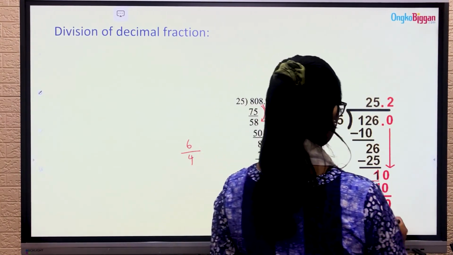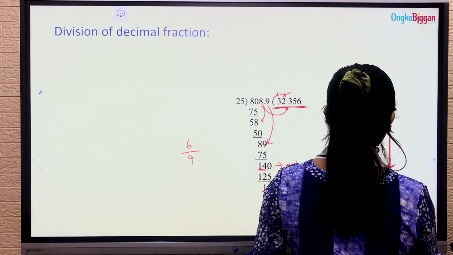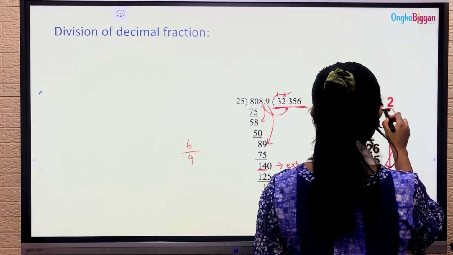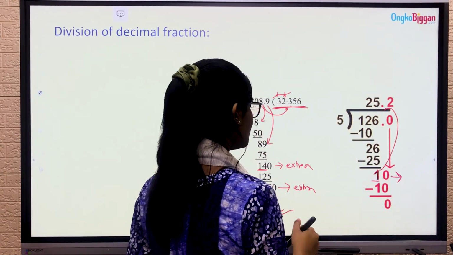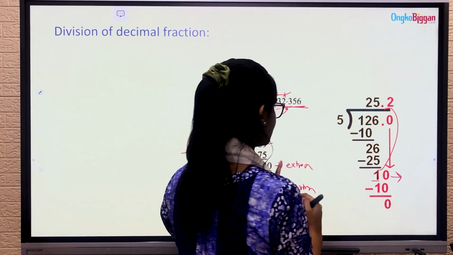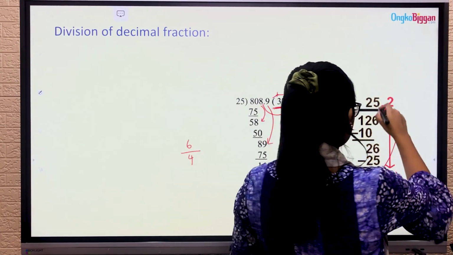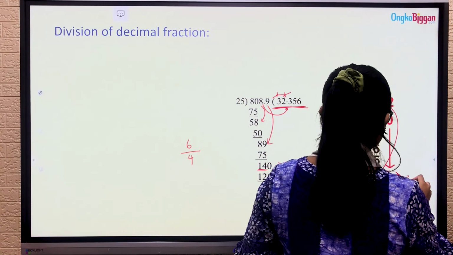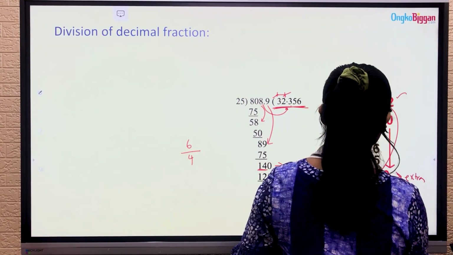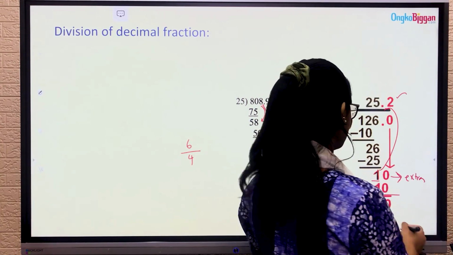So what we have done, we have put an extra 0, and as we have put an extra 0, we have placed our decimal here, because for placing an extra value, firstly we need to put a decimal. So we have just put in the decimal, then we get the extra 0. And then we have just multiplied 5 into 2 equal to 10, 0. We have got leftover remainder 0.